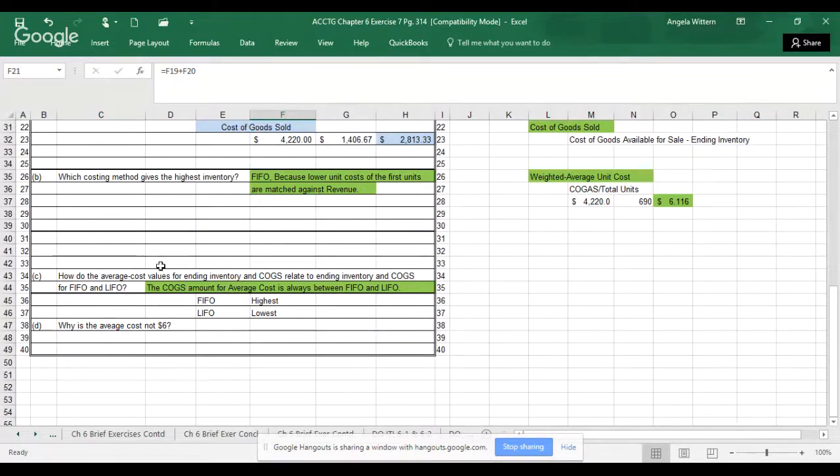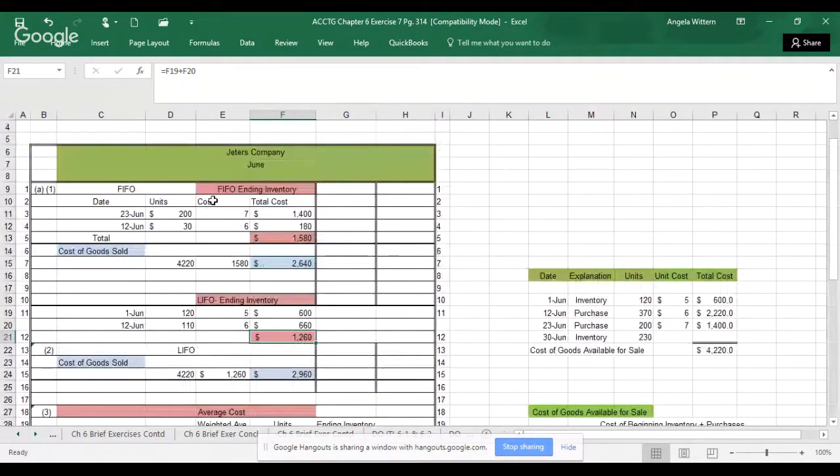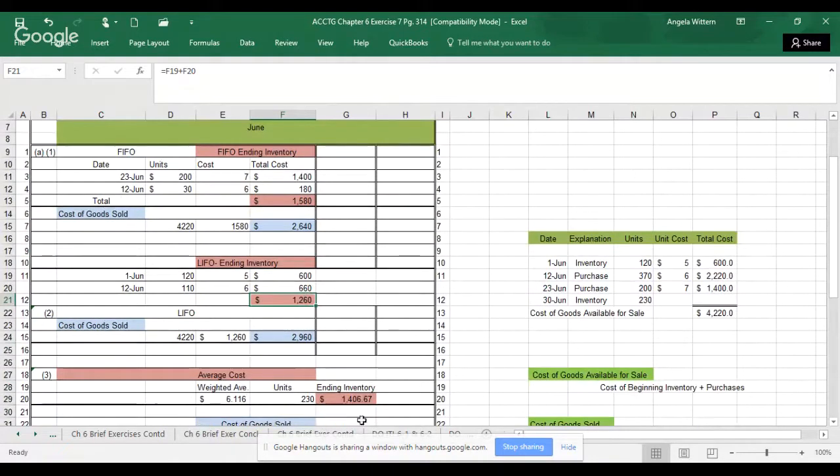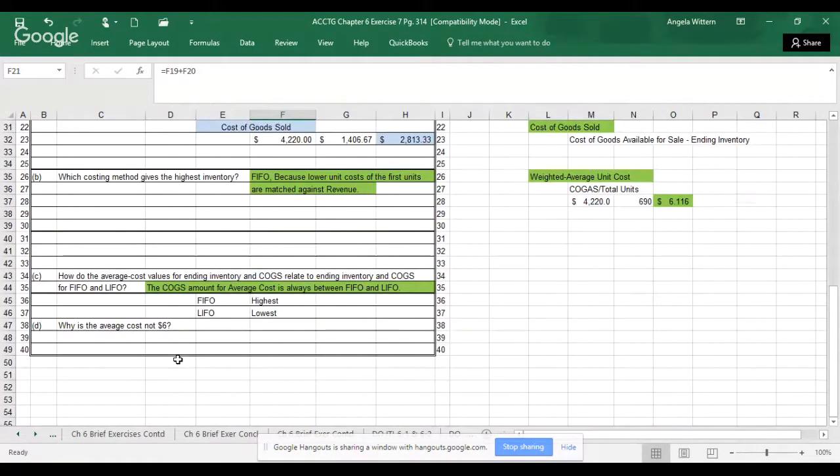And this, by looking at the figures, we can tell that FIFO, first in, first out, 15,000, LIFO, 12,000, and then the average cost is 14. So FIFO is always going to be your highest at 15,080. LIFO will always be your lowest at 1260, where the average cost will always be in between. And that seems to be the case for all of the inventory counts.